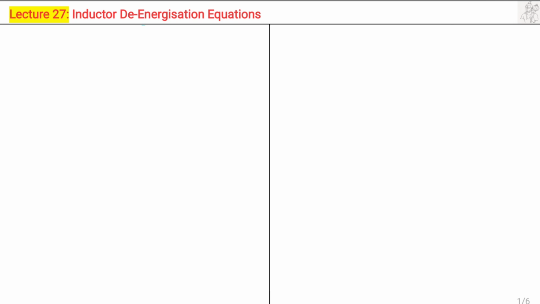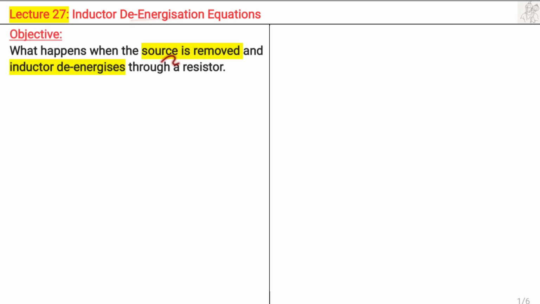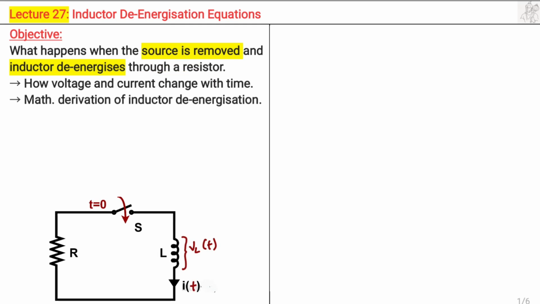Lecture 27, Inductor De-energization Equations. The objective of this lecture is to understand how an inductor de-energizes through a resistor when the source is removed. We will also be finding out how voltage and current vary with time as the inductor de-energizes.